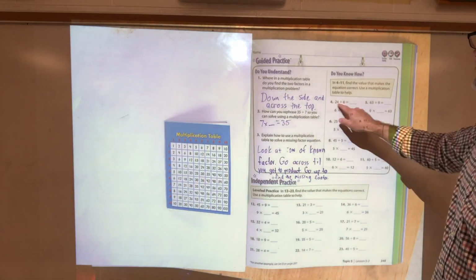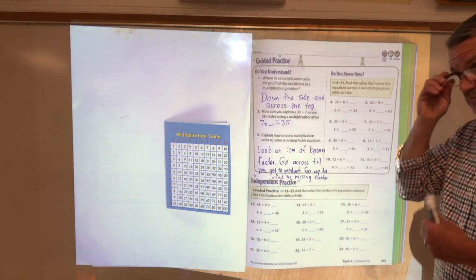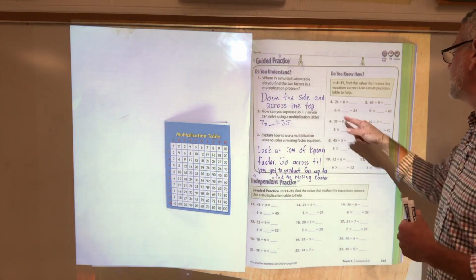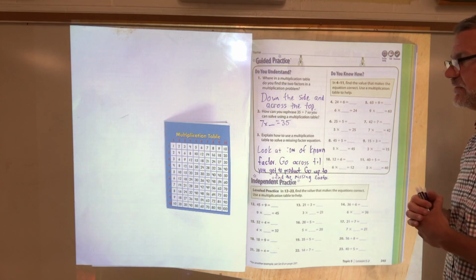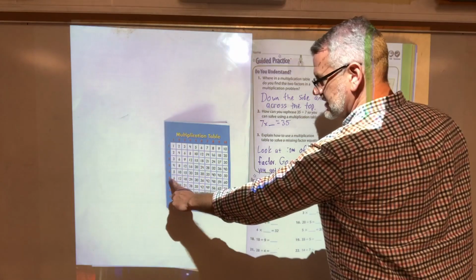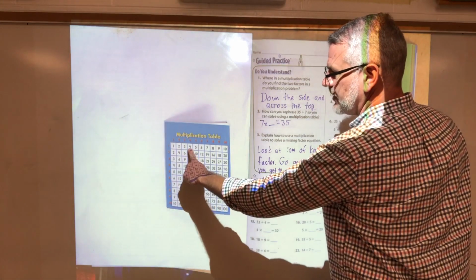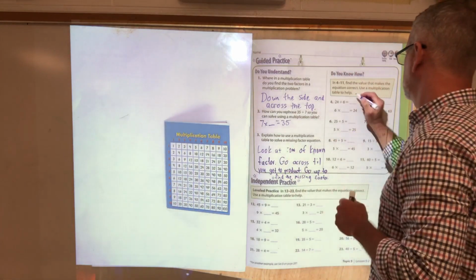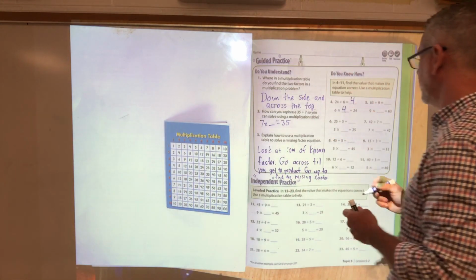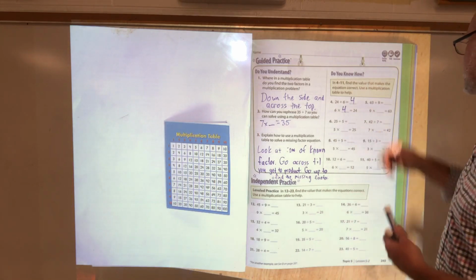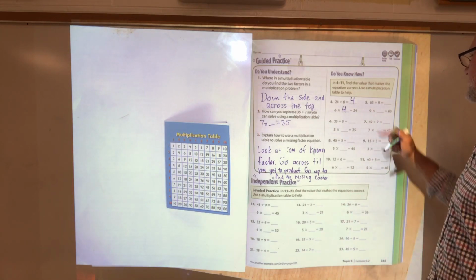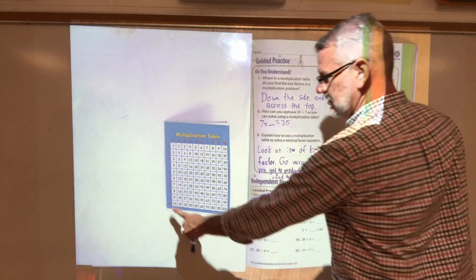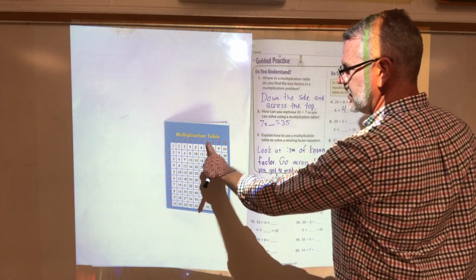All right, so 24 divided by 6 equals blank. And the missing factor equation is going to be 6 times blank equals 24. Go to the 6's, go to the 24's and go up, and you're going to hit 4. So those are both 4. 63 divided by 9 is the same as 9 times blank equals 63. Go to the 9's, to the 63 and up, and you get a 7.